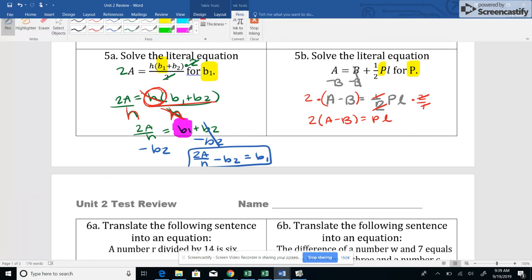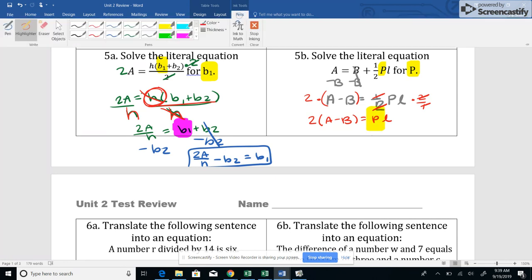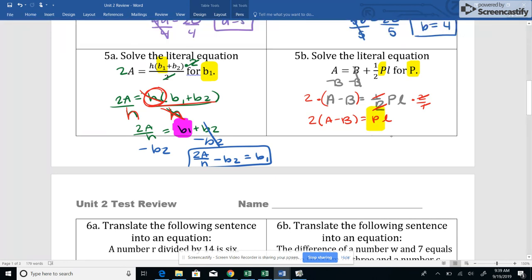Last thing, again, I'm solving for p. So how do I get rid of l? How do I get p isolated? I divide by l on both sides. So p is equal to 2 times a minus b divided by l.